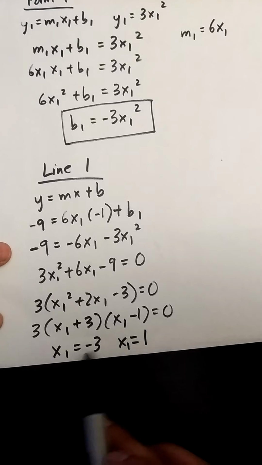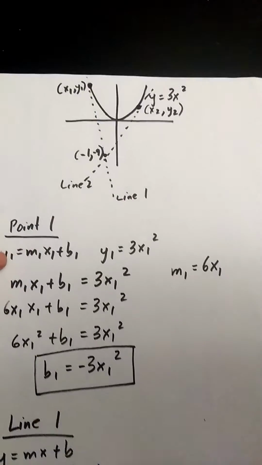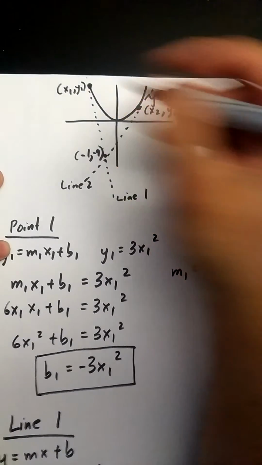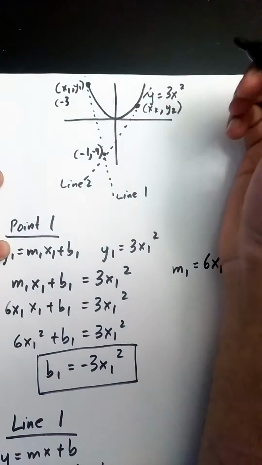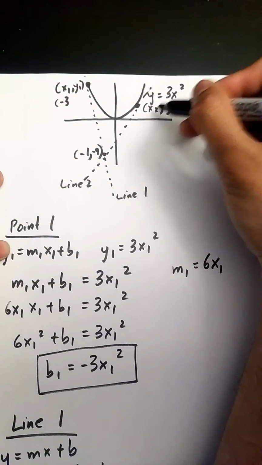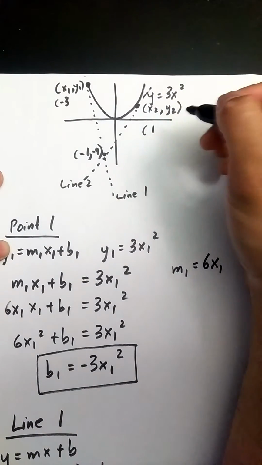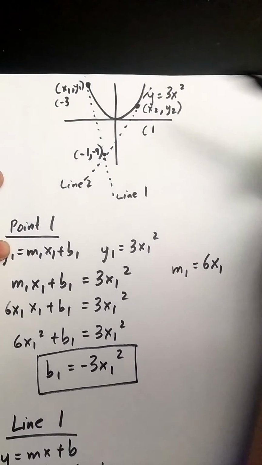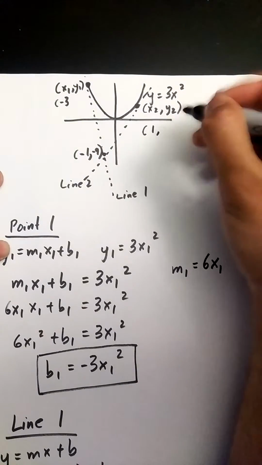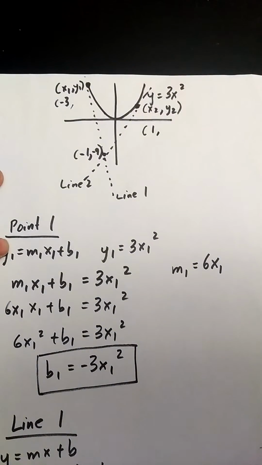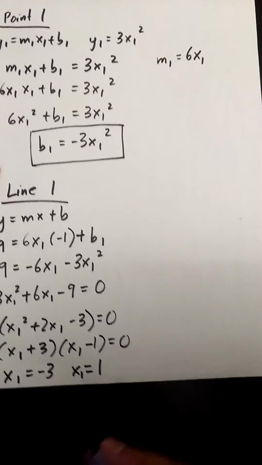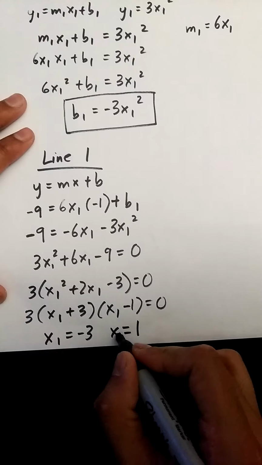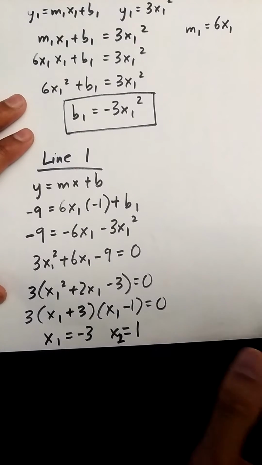If I take a look at these two points right here, I go back to my diagram, I can tell that x1 is definitely going to be -3. So I know this one is -3, which basically makes my x2 equal to the other point of 1. The two solutions for x1 are basically a solution for x1 and a solution for x2. That's how it works in this question. So going back to my line number 1, I know that my x1 is equal to -3 and my x2 is equal to 1.